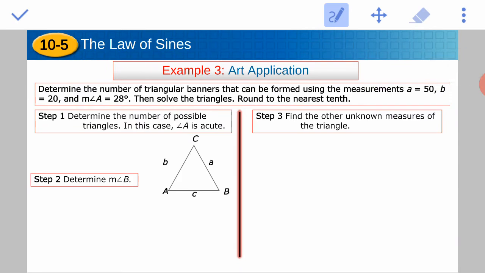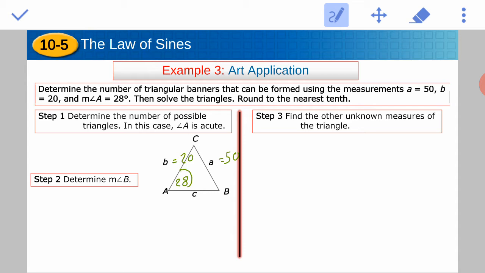Now let's finish this section with an art application. Determine the number of triangular banners that can be formed using the measurements A equals 50. Guys, let's put our information on the diagram. So A equals 50. And B equals 20. That's cool. Measure of angle A is 28 degrees. So the measure of this angle is going to be 28 degrees. So guys, now I have my information.